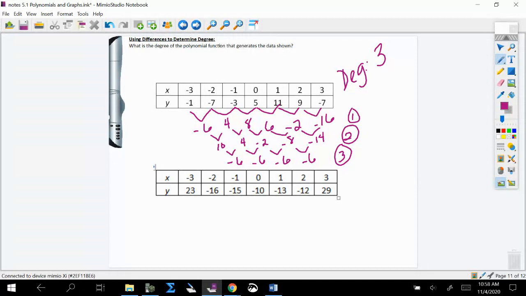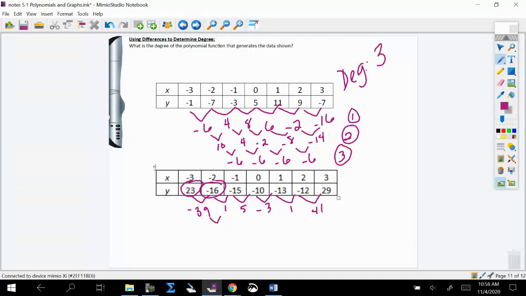And if the number gets bigger, by all means, grab a calculator to help you with the subtraction. Because what you're doing is you're subtracting this number minus this number if you're doing it on a calculator. So to go from 23 to -16, it goes down 39. From -16 to -15, it goes up 1. -15 to -10, it goes up 5. -10 to -13, it goes down 3. -13 to -12, it goes up 1. And -12 to 29 goes up 41.